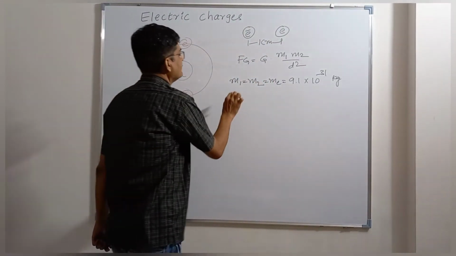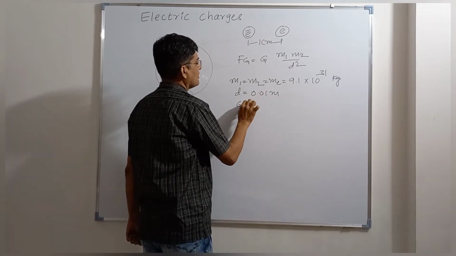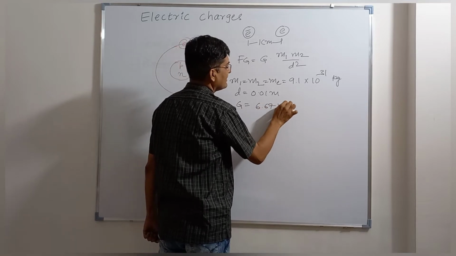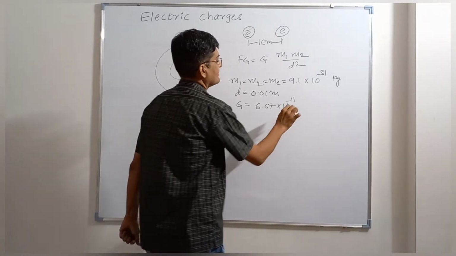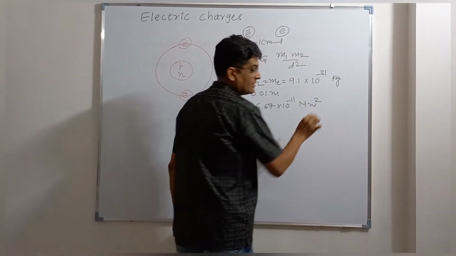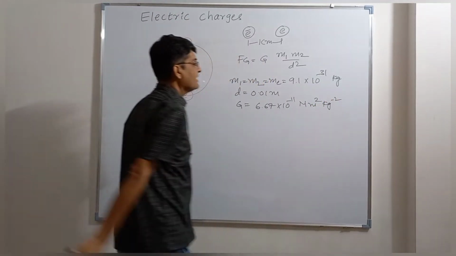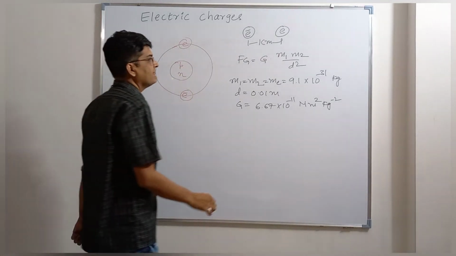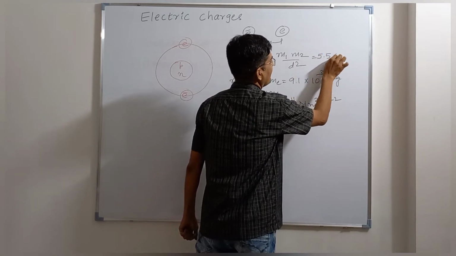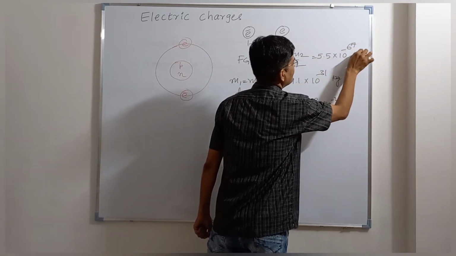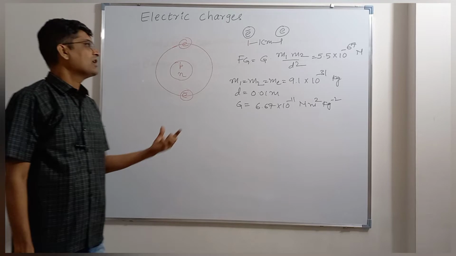Yes. The distance d is given as 1 centimeter, so it's 0.01 meter, and G is the gravitational constant, 6.67 × 10^-11 Newton meter squared per kg squared. If I substitute the values, then the Fg I get is in the range of 5.5 × 10^-67 Newton. Look at the value, 10 raised to minus 67, a very small value.